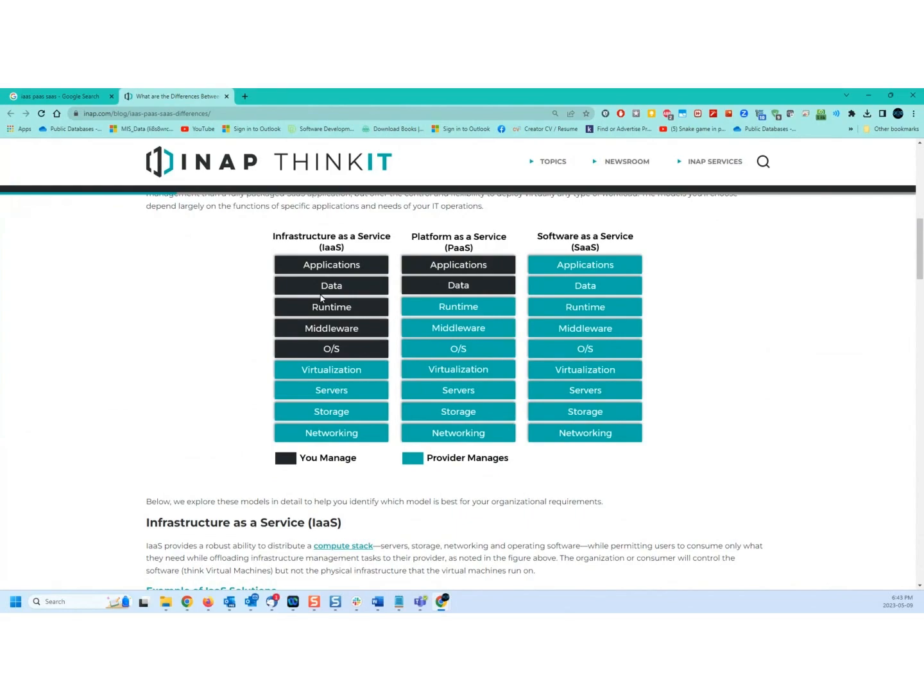So when we talk about infrastructure as a service, you purchase this networking, storage, server, virtualization.